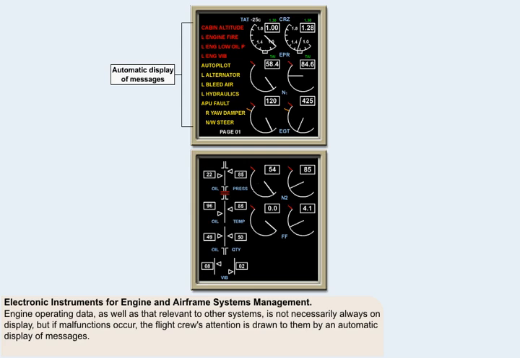Engine operating data, as well as that relevant to other systems, is not necessarily always on display. But in the event of malfunctions occurring at any time, the flight crew's attention is drawn to them by an automatic display of messages in appropriate colors.